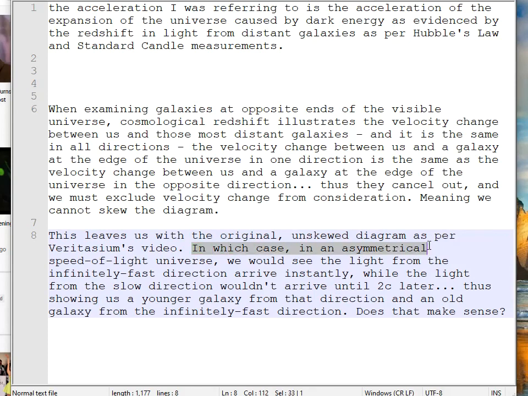In this case, in an asymmetrical speed of light universe, we would see the light from the infinitely fast direction arrive instantly, while the light from the slow direction wouldn't arrive until 2c later, thus showing us a younger galaxy from that direction and an old galaxy from the infinitely fast direction. Does that make sense? What I'm trying to figure out here is whether Dale is talking about this strange skew that Veritasium did, or if he's actually talking about special relativity, because those are two different situations.